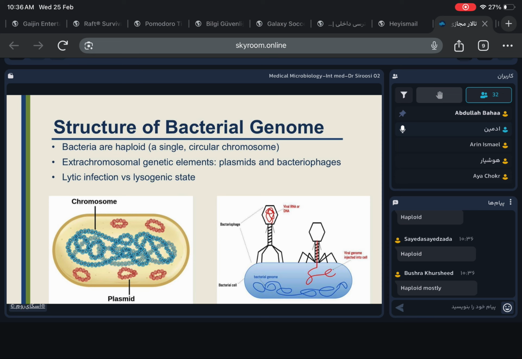Now, bacteria have a single, and most of the time, a circular molecule of DNA as their chromosome. Some bacteria have extrachromosomal genetic elements, which include plasmids and also bacteriophages. In the left image, you can see the plasmids. Plasmids, in comparison to chromosomes, are smaller DNA molecules.